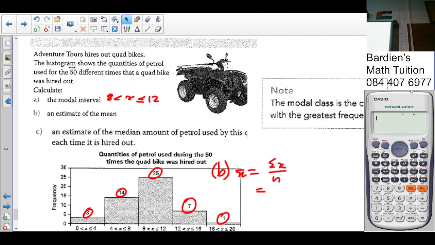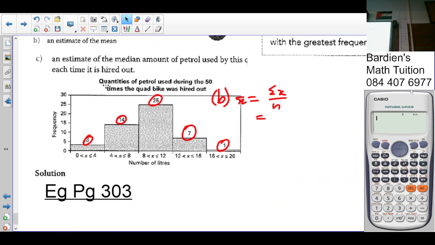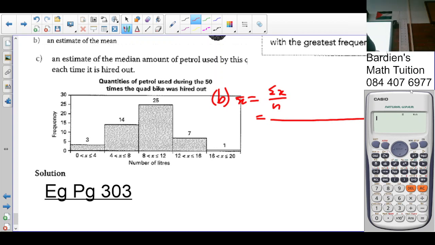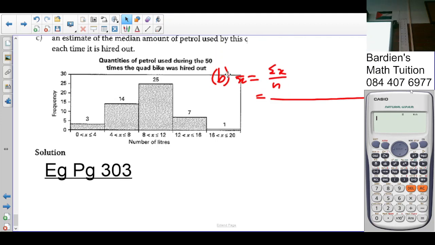So we are told the use of the 50 different times. Can you see that, people? So from there we could have also known it's 50. Okay, so n is simply going to be 50. However, to calculate, we're going to need some space here.